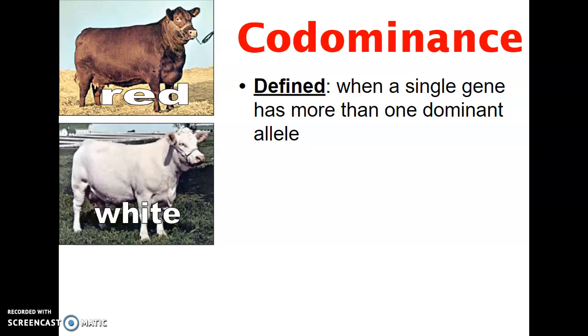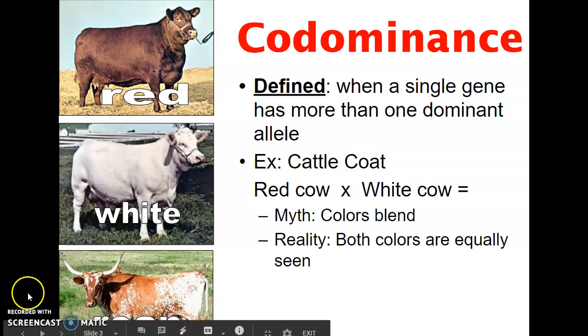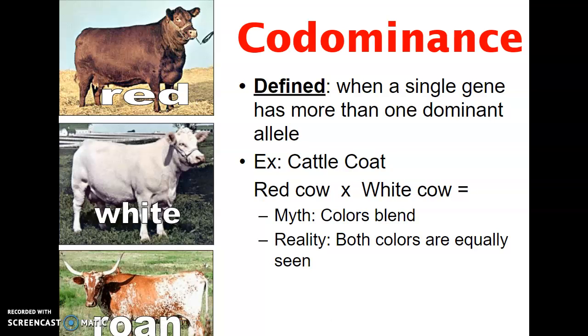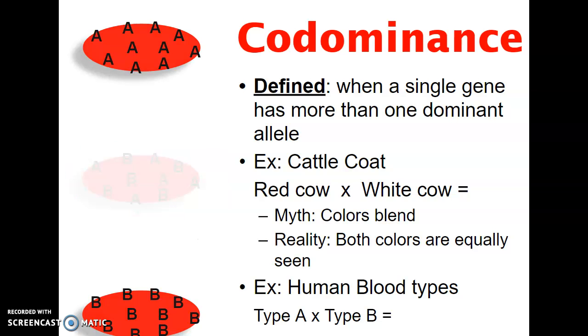As an example, if you take a red cow and a white cow, the offspring would be called a roan because it has both alleles from the parents, a red coat color and a white coat color. So both alleles were equally dominant and they can both equally be seen. Another example of codominance is human blood types. If you take blood type A and blood type B, a codominant blood type would be type AB.